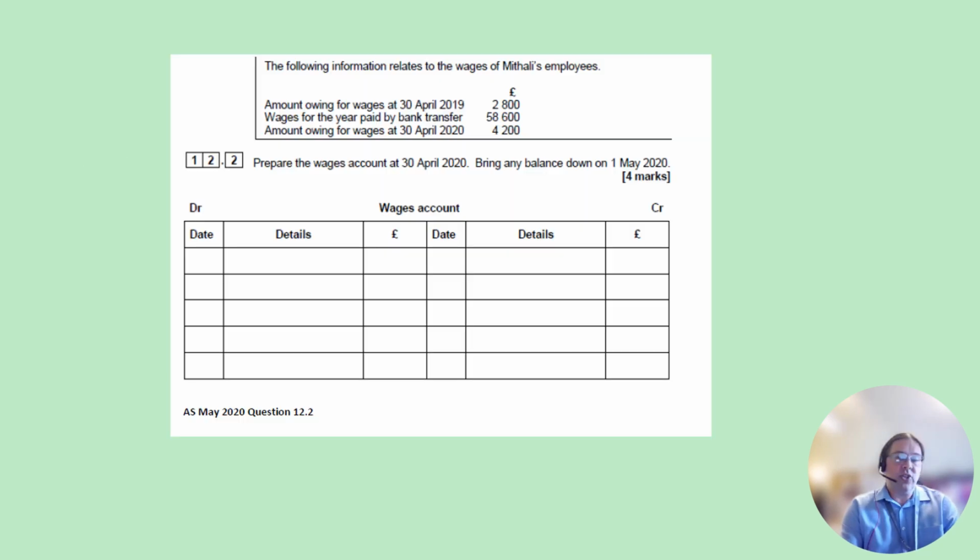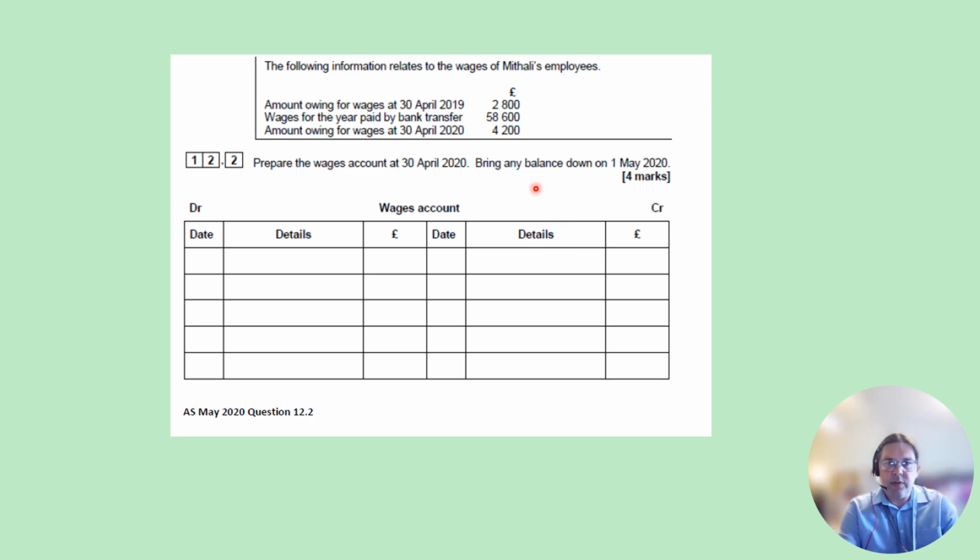Right, if we look at a question, this particular one is from ASMA 2020, question 12.2. We have some information, and it's actually quite a quick one because there are no calculations to do. Some information that relates to Mitt Harley's employees. So it's a wages account. At the beginning of the year, we've got an amount owing of 2,800. If we owe money, that is going to go on the credit side of the T account.